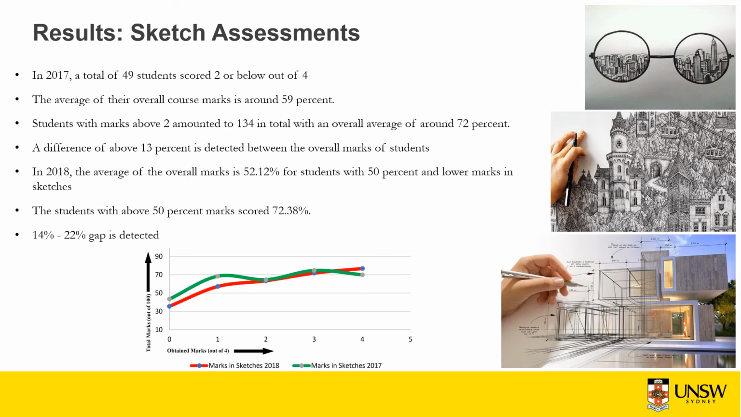Similarly, in 2018, the average of the overall marks is 52.12% for students with 2 and below marks in the sketches, whereas the ones with more than 2 marks, that is 3 or 4 marks in their sketches, average around 72%. In this year, a difference of 20% was observed. So overall, a gap of 14 to 22% is detected between the student groups who have lower marks in sketches compared to the ones who have higher marks in sketches.